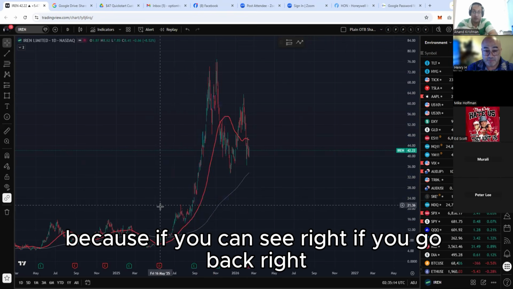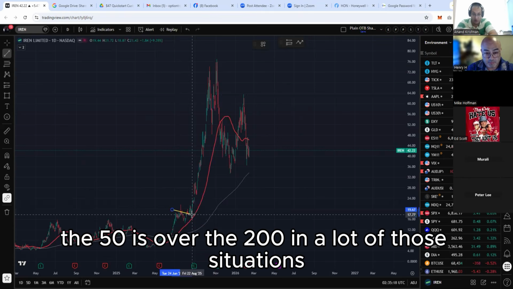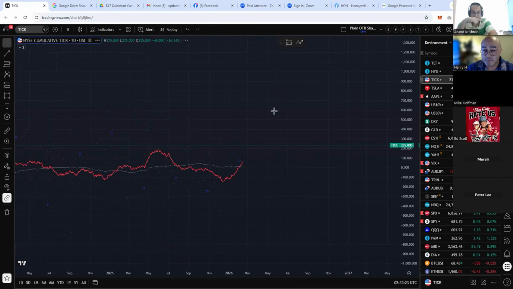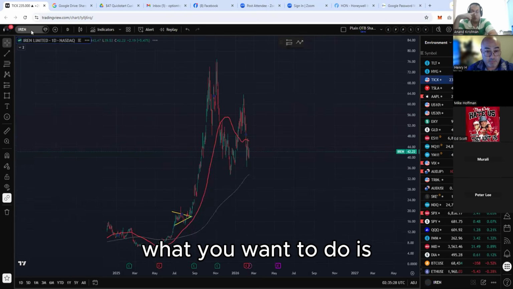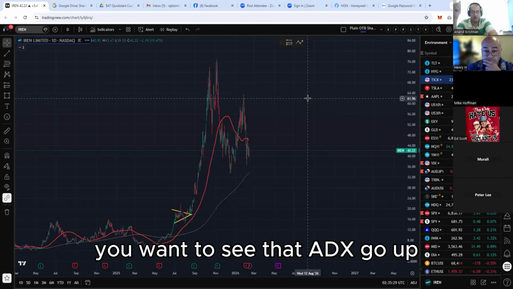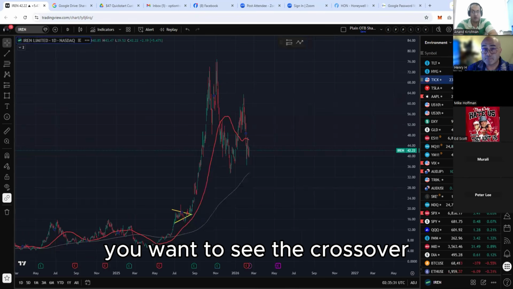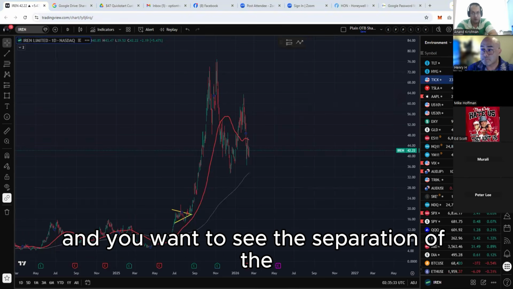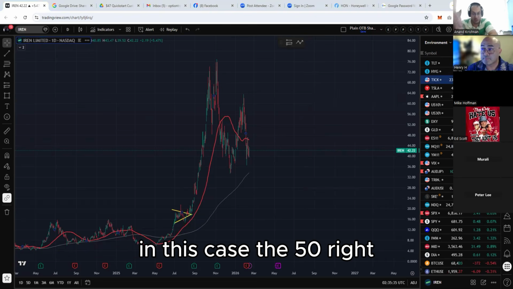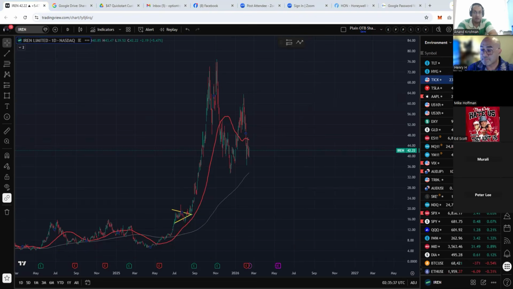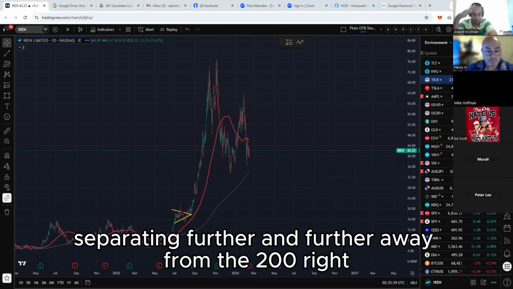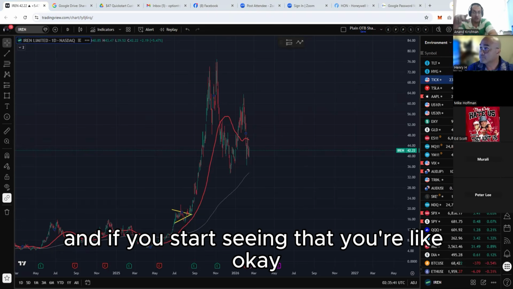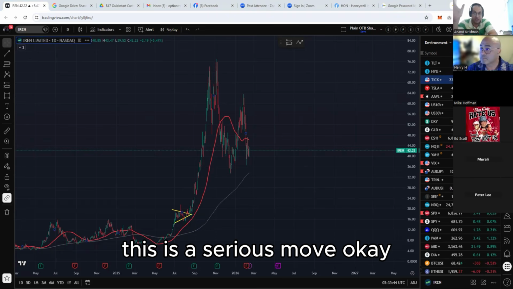Because for you can see, right, if you go back, the 50 is over the 200 in a lot of those situations, right? So what you want to do is you want to see a couple of things, right? You want to see that ADX go up, you want to see the crossover, and you want to see the separation of the smaller moving average, in this case the 50, separating further and further away from the 200, right? And if you start seeing that, you're like, okay, this is a serious move.